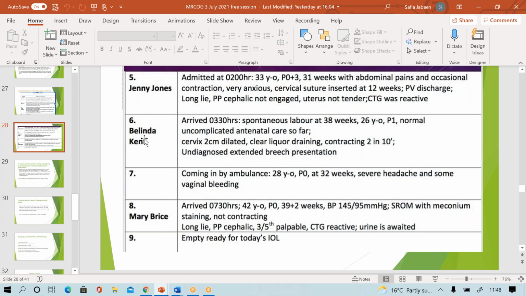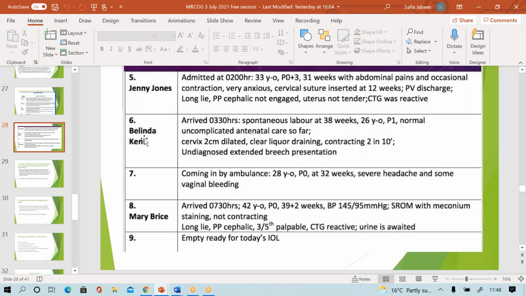Okay, so you will say, I will ask the midwife to continue with the CTG and monitor the labor, and when she's fully dilated, inform us, so the consultant or one of you can attend for the delivery. It needs to be delivered by a senior clinician.